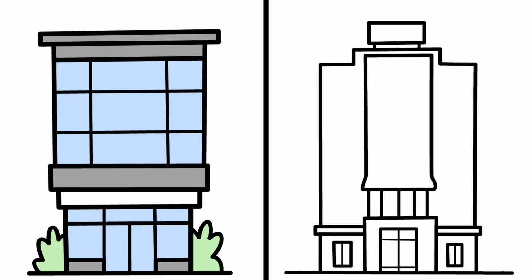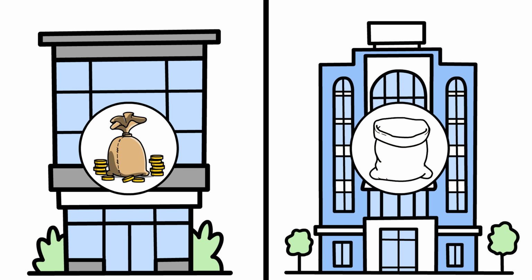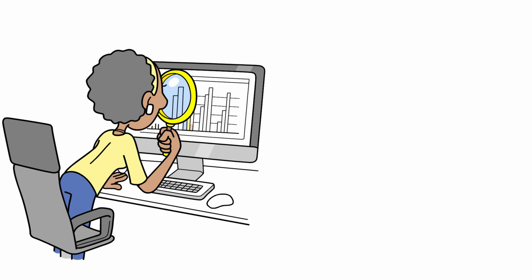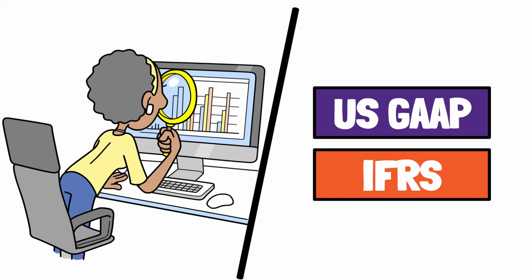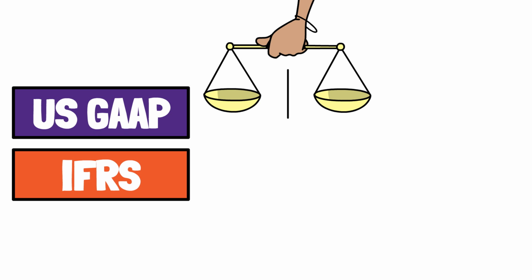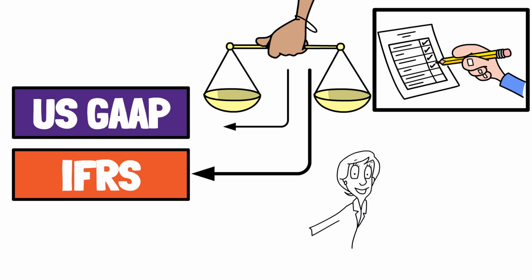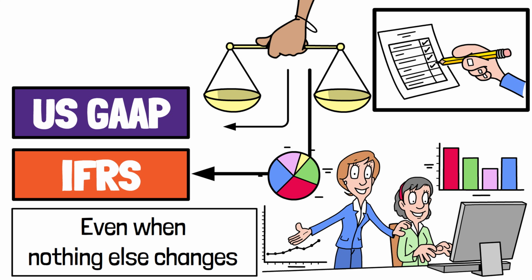Imagine two companies making the exact same business decision, yet reporting completely different profits. Sounds strange, right? Well, that's exactly what can happen depending on whether they follow US GAAP or IFRS. So today I will show you the real practical differences between US GAAP and IFRS and why these rules can literally change how profitable a company looks, even when nothing else changes.